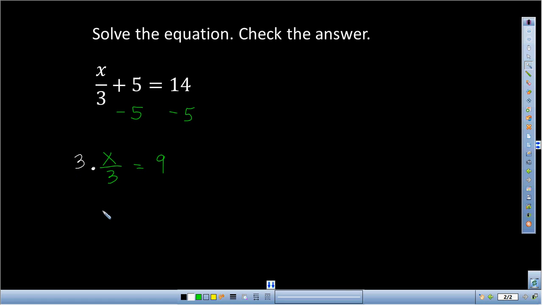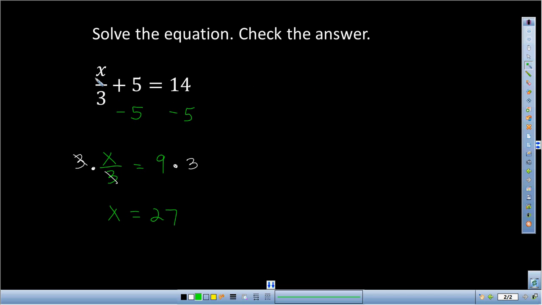So we're going to multiply the left side by 3. The multiplication property of equality says that if we multiply the left side of the equation by 3, we maintain balance and equality by multiplying the right side by 3. 3 divided by 3 is 1, and so we have x is equal to 27. Now let's check our answer.